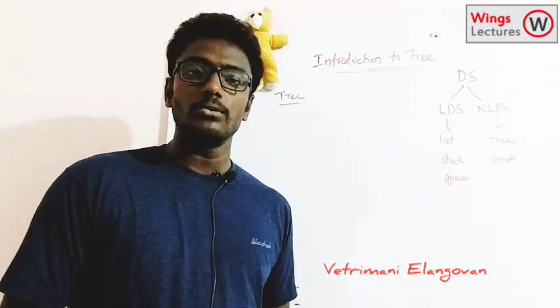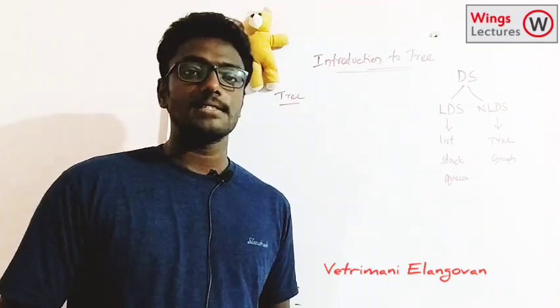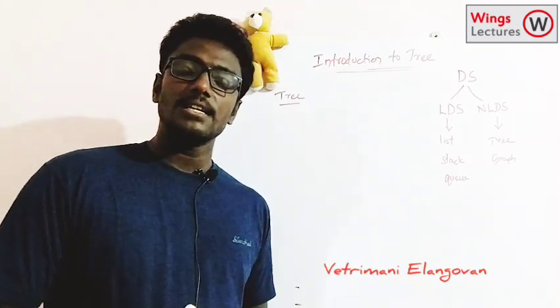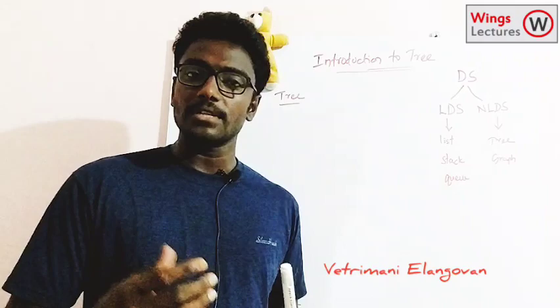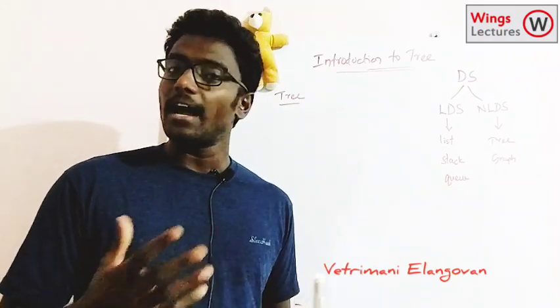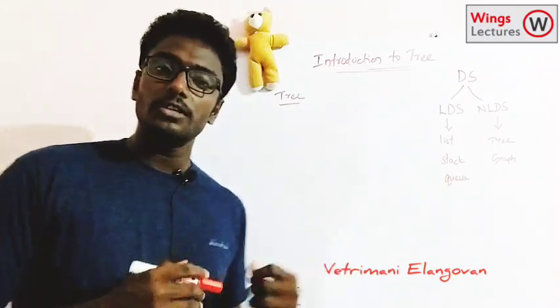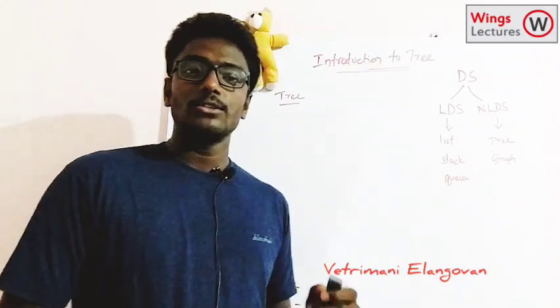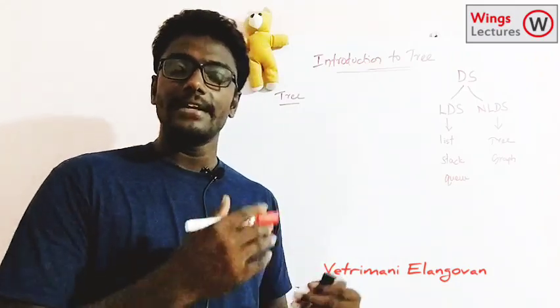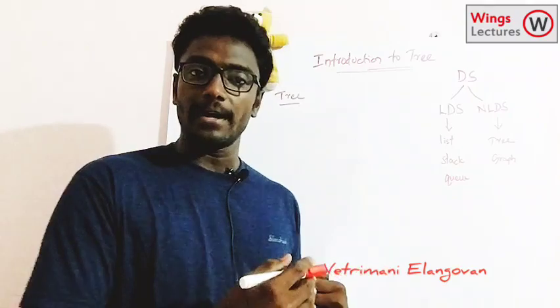Today we are going to see about introduction to trees. In linear data structures we have seen three different types, right? List, stack and queue. And we all know what a linear data structure is: the data are arranged in a sequential manner, right?